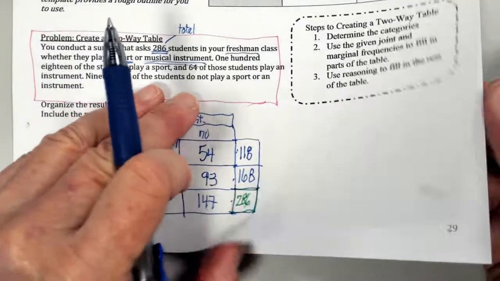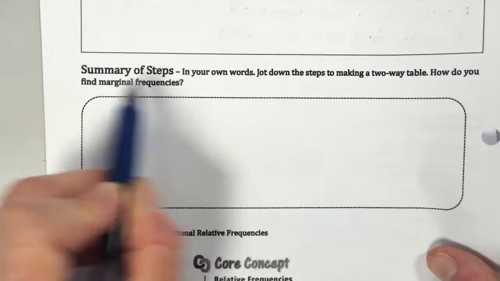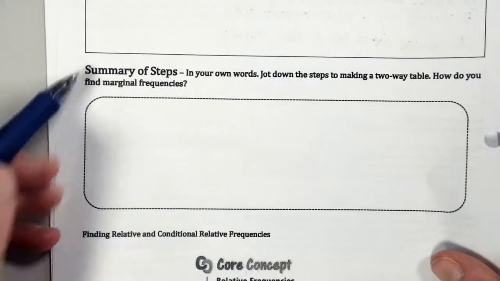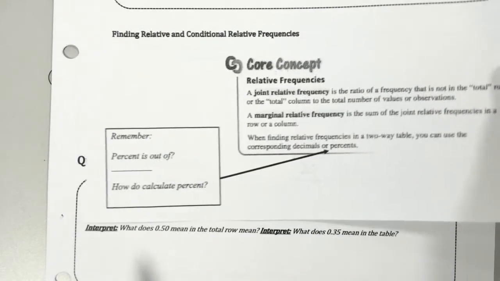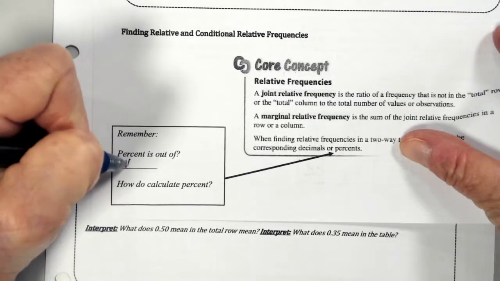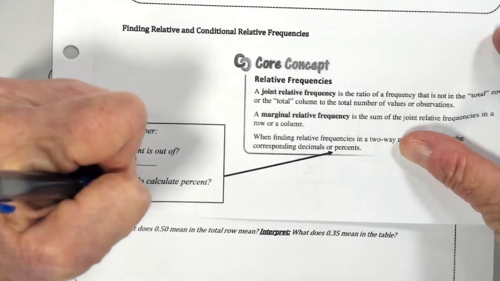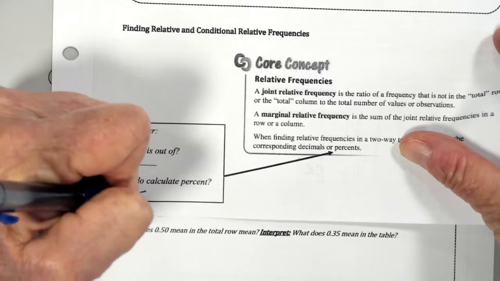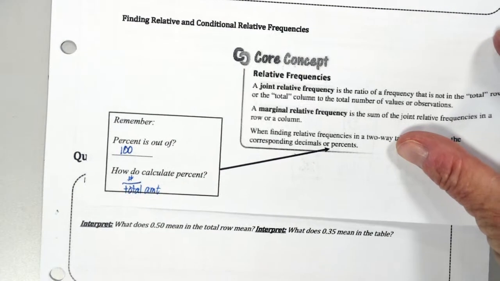So now I'm going to move on. I'm not going to do anything on this back page. So if you want to go in and jot down in your own words a summary of steps, you could do that. The one thing I want to point out down here, percent. Please remember, percent is out of 100. And I always take my number and divide it by my total amount. That's how I get my percent. And I multiply it by 100.